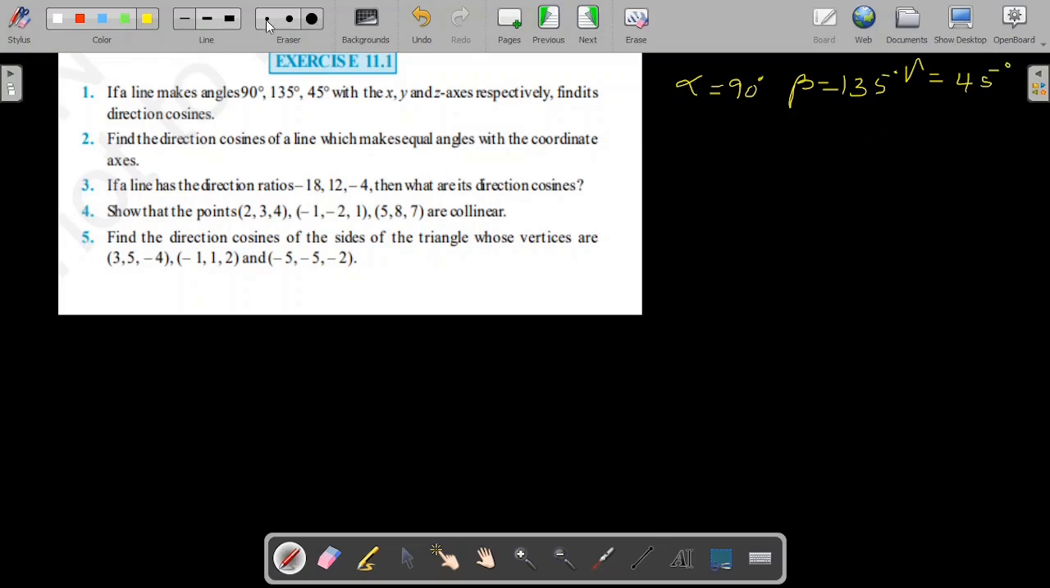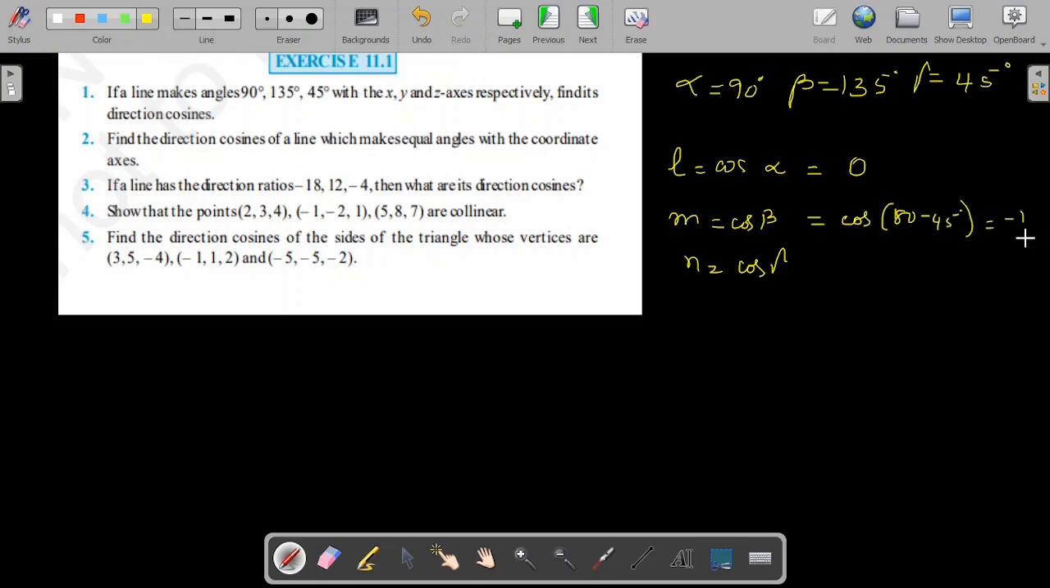So one way to locate the direction of a line is by telling its direction angles. This is in the language of geometry. Now I want to say the same thing in the language of algebra, where the line is located in space. That can be done through l equal to cos alpha, m equal to cos beta, n equal to cos gamma. So cos 90 is 0, cos 135 is cos of 180 minus 45 degrees. That gives you minus 1 by root 2, because in the second quadrant cos is negative. Then cos 45 degrees is 1 by root 2.